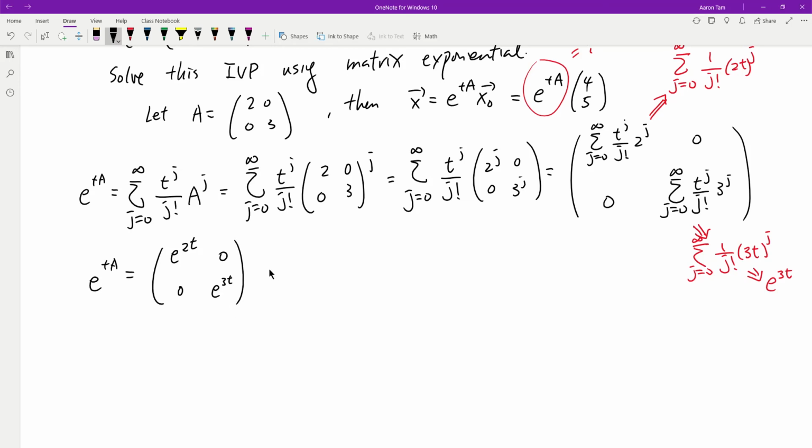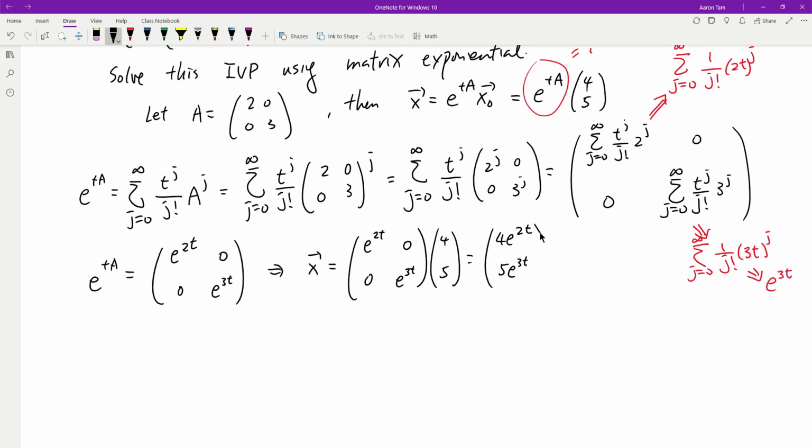So therefore, our answer, vector x, must equal e to the 2t, 0, 0, e to the 3t, because that's e to the tA, multiplied by 4, 5. So therefore, it comes out to the vector 4 e to the 2t and 5 e to the 3t. So that's our answer right there.